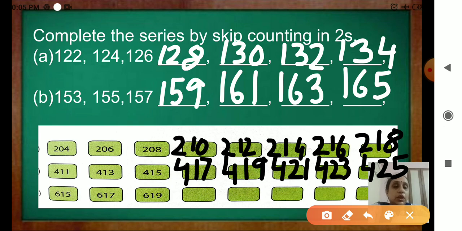Okay, now the last one you will complete on your own. 615, 617, 619. So there you will start. Okay, after 619, what you will get? 620, 621, and after that you will complete the series. I have explained to you, so that you will do. Okay, shall we go to the next page?